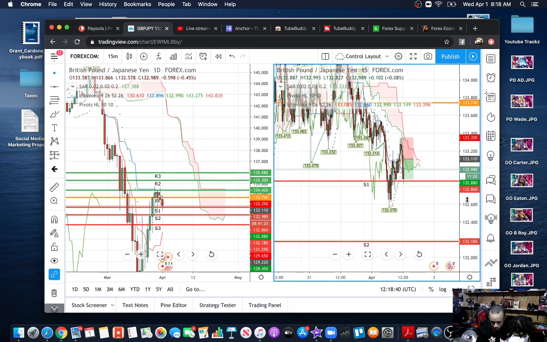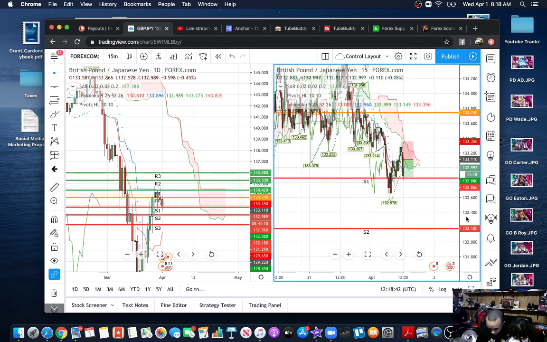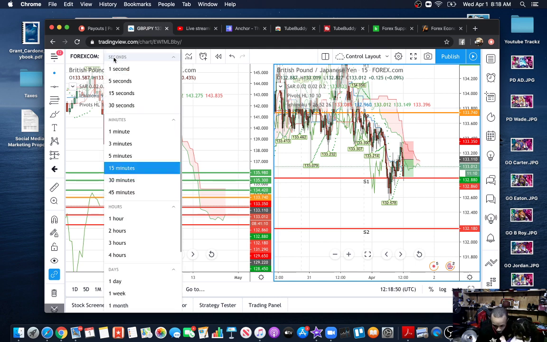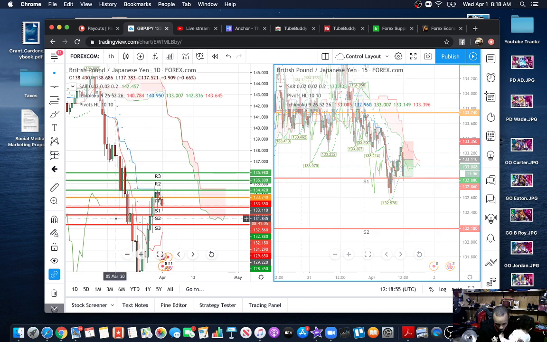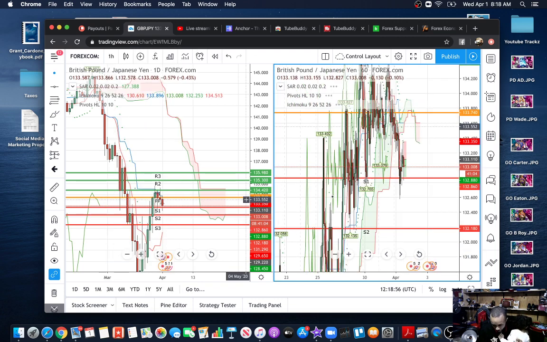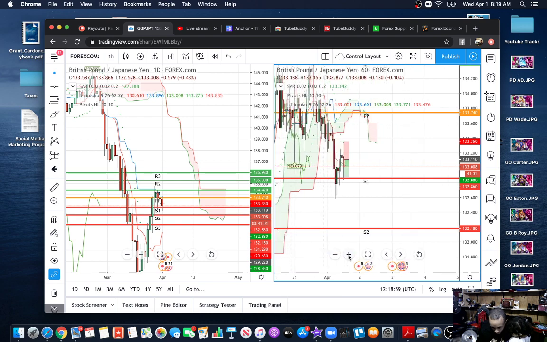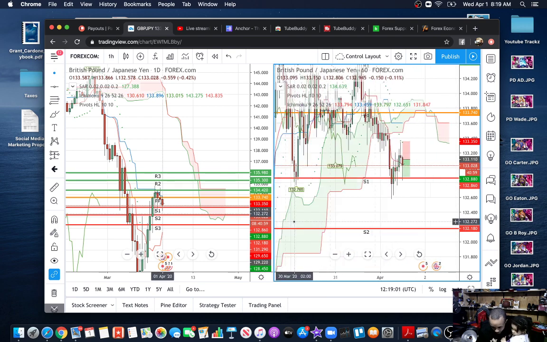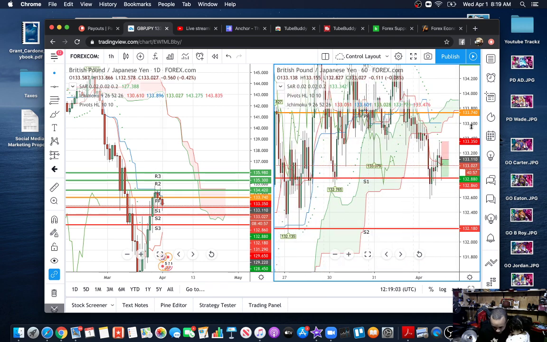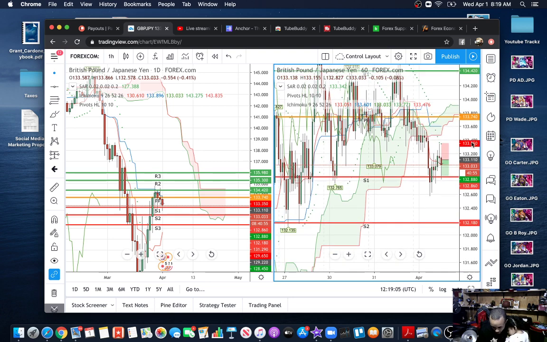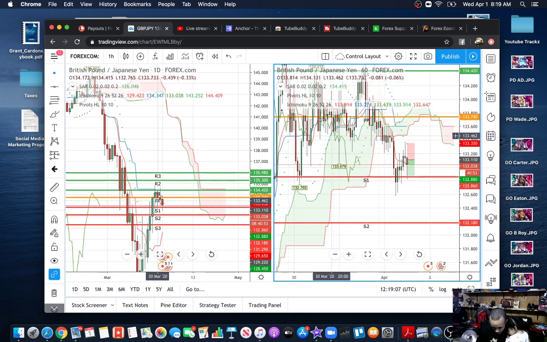Okay. So there's the pivot point up there, 133.74. You can see here on the M15, the Ichimoku cloud has been bearish for the last few hours. On the H1, we have more bearish structure. So yeah, I like the downtrend.